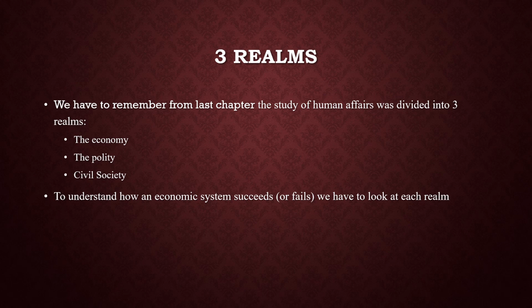And so next in the chapter, he returns to the idea of the three realms that was introduced in chapter 1, that the study of human affairs was essentially divided into the economy, the polity, and the civil society. What we want to look at next is how an economic system would succeed in the economy. What would be a success? What would be an economic system succeeding in the polity and then again in the civil society? And then he also wants to look at what it means for an economic system to fail in the economy or the polity or the civil society?